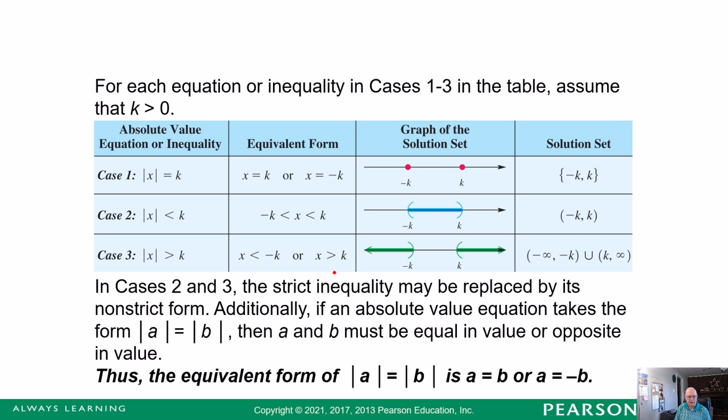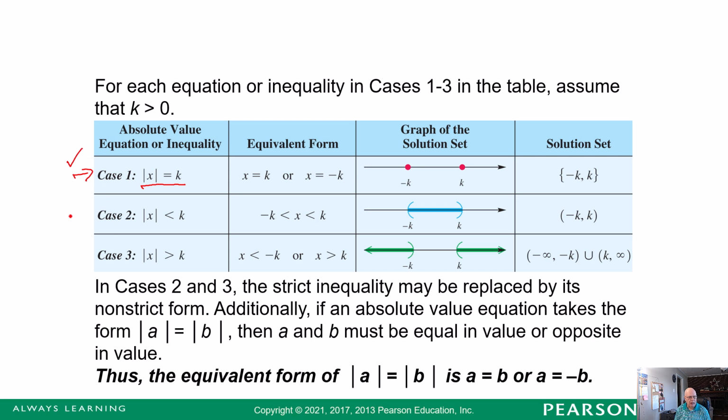So here's what you need. We've got 3 cases. Case 1. Absolute value of x equals k. If it's an equation like this, and it's just x, then your x can be k or the opposite of k, or the negative of k, depending on how you look at it. And the solution set has both of those numbers. That's a pretty nice one.